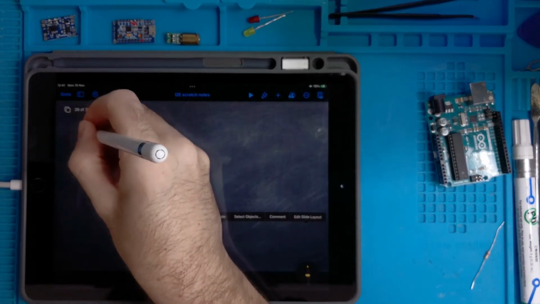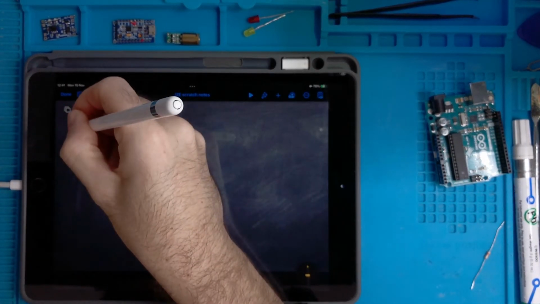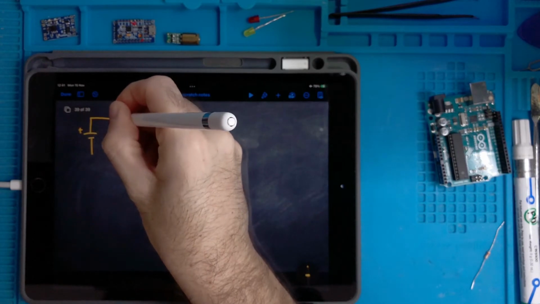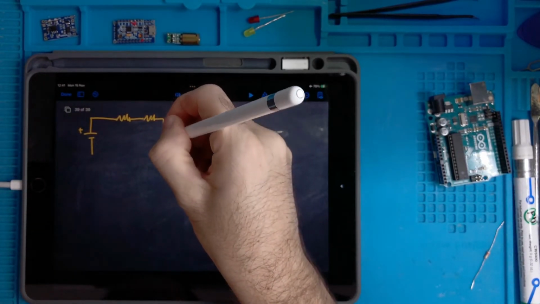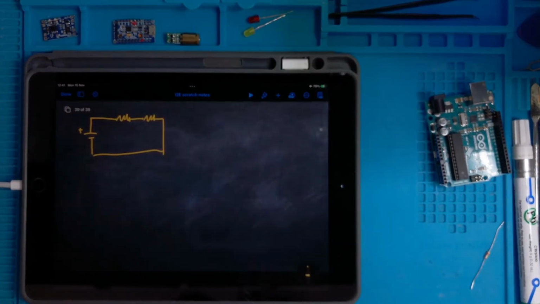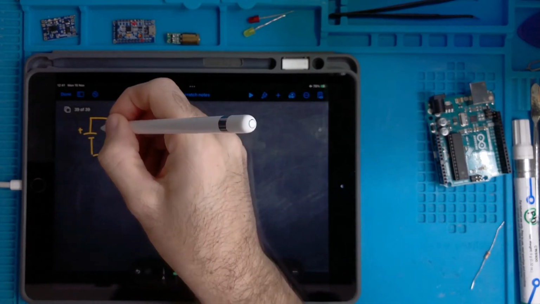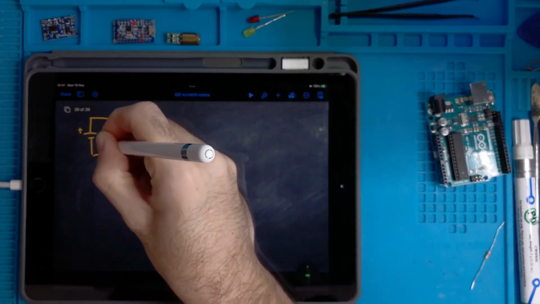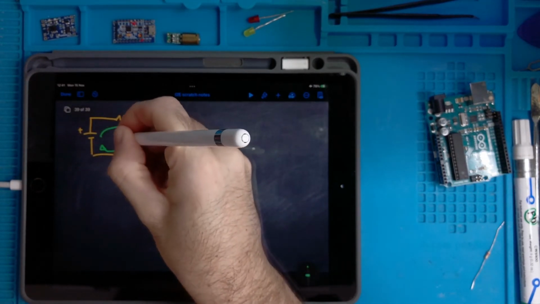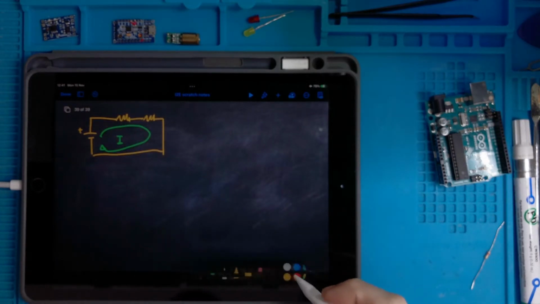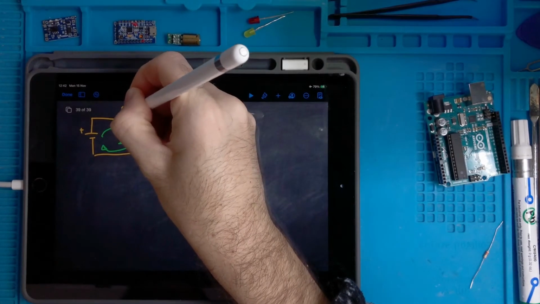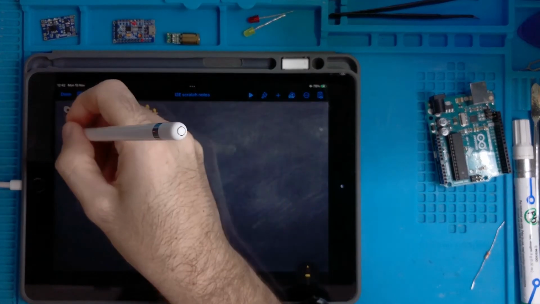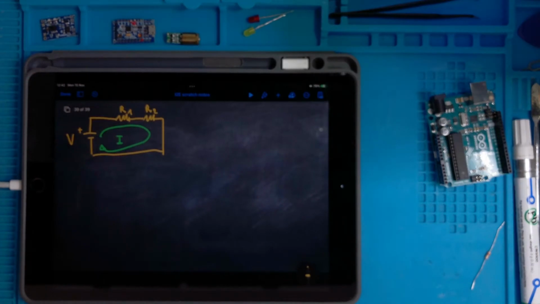Okay, let's try to make the series circuit. So we have a battery, we have one resistor, another resistor, and we close the circuit. Then the Kirchhoff principle will guarantee that a current will flow in it. I call this current I, and I call this resistor R1, this one R2, and the battery V.